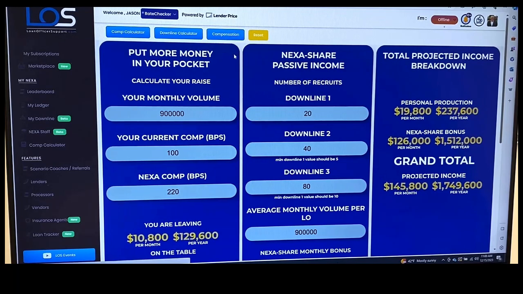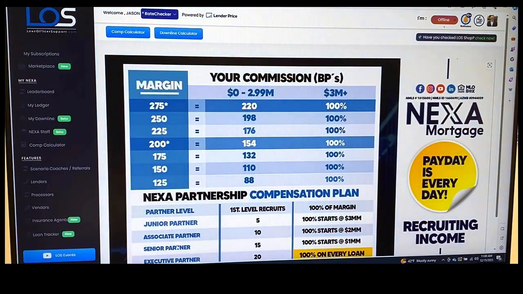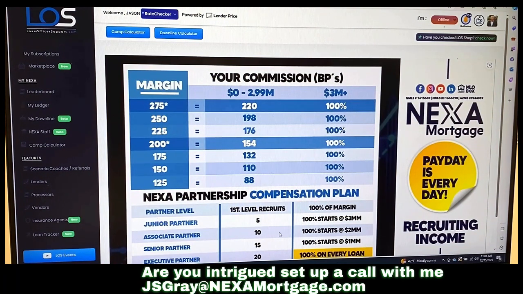I'm going to go back to this compensation screen here. And again, here's the numbers where you get the full comp where it starts. 10 loan officers underneath you starts at $2 million. Senior 15 starts at $1 million. Some great scenarios here for you to take a look at.